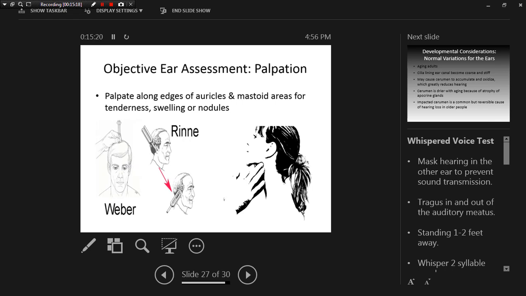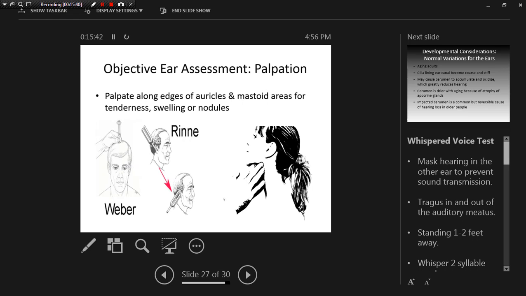When we talk about doing hearing assessments, the easiest one is the whispered voice test. We usually stand about 1 to 2 feet away from a patient's canal, and we whisper one or two syllable words, maybe a couple of them, and see if the patient can hear us.